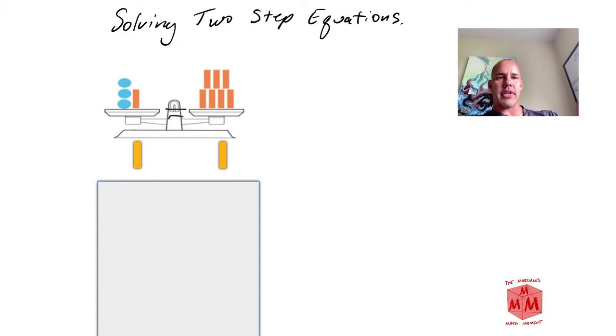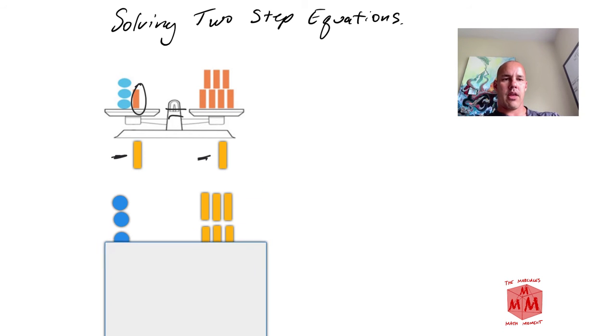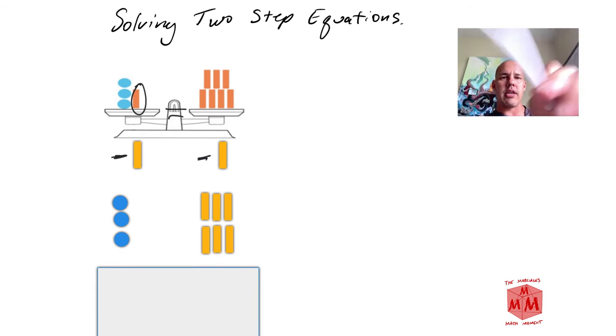Well, in order to do that, we need to get rid of this thing and get the blue circles by themselves. So we're going to take one orange rectangle away from each side in order to do that. And when we do that, the balance doesn't change. It stays equal. The scale is not going to tilt one way or the other. So then we're left with 3 blue balls on the left side of the scale. I didn't redraw the scale. And 3 orange rectangles on the right side.